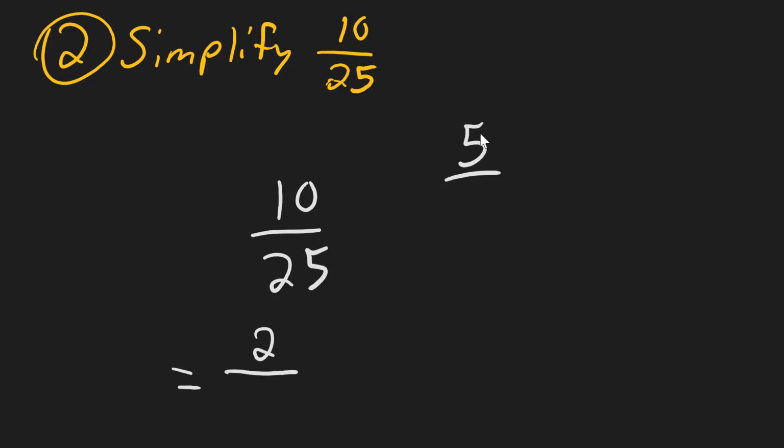And then how many times does 5 multiply into 25? Well, 5 times 5 is 25. And so we can write a 5 in the denominator. And 2/5 is as simple as we can get. And so when we simplified 10 over 25, we got 2/5.